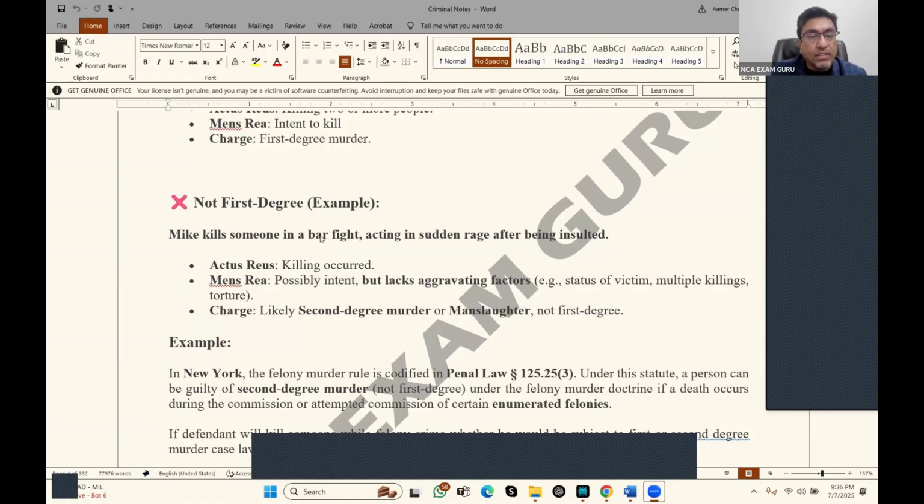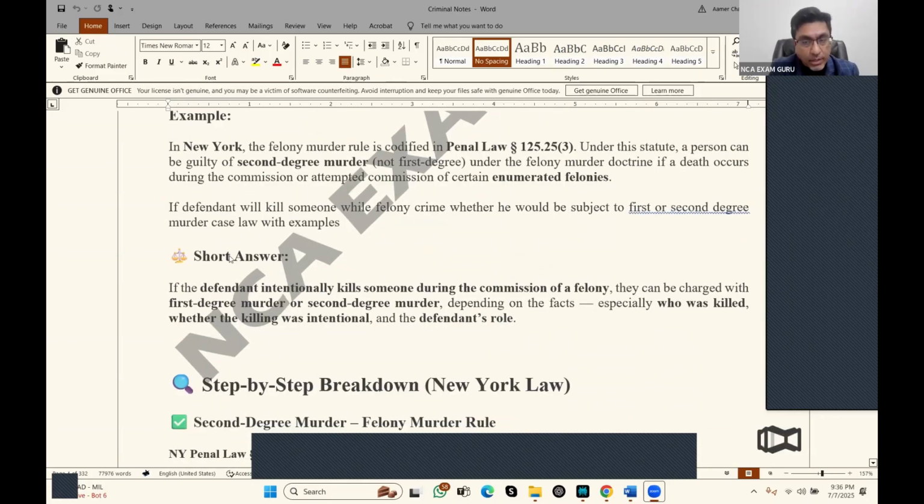Can you read my killed someone in the bar fight? Okay, no problem. Short answer. Can you read the short answer? Can you read little louder and speak slow, Manish? Sure, sir. If the defendant intentionally kills someone during the commission of a felony, always, not always. First degree murder, sir, other than New York, or in New York, second degree murder.